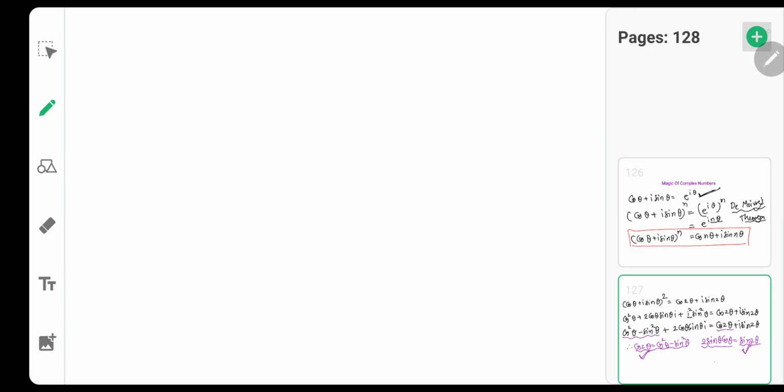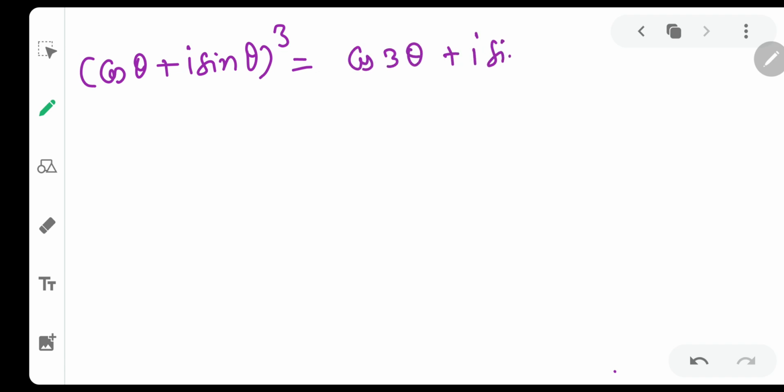Now let me amplify this further. Suppose I put n as 3, then what will happen? So (cos theta plus i sin theta) the whole cube will be equal to cos 3 theta plus i sin 3 theta. By now you might have got the gist of this session, of what we are actually going to do.